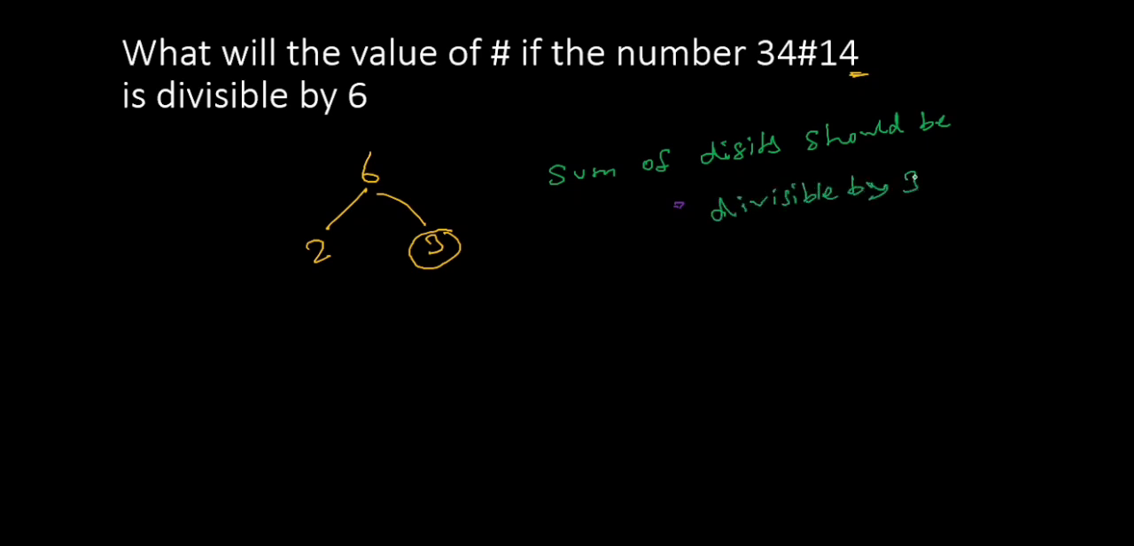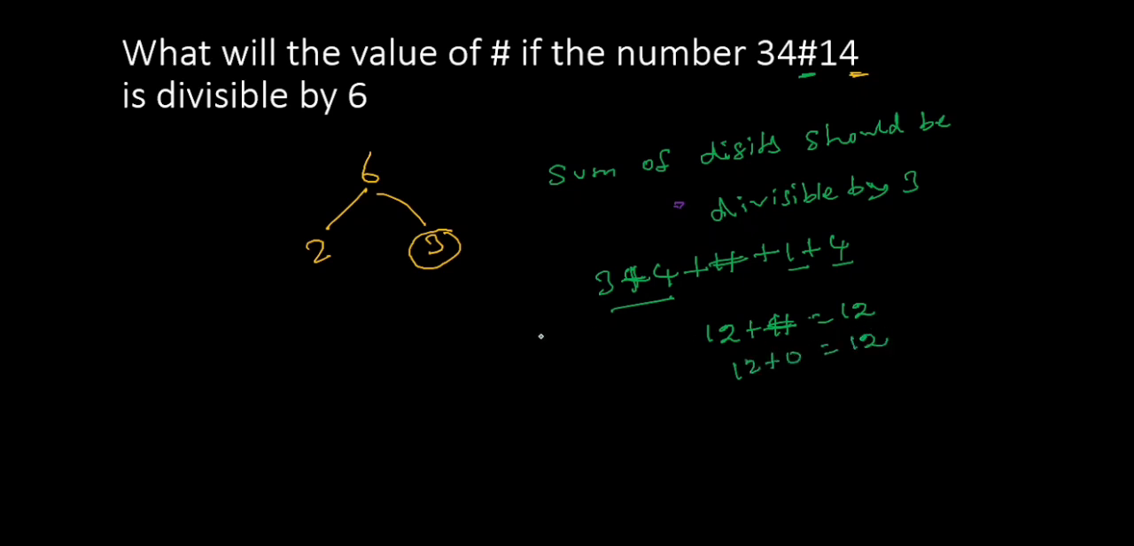So when we sum it up, 3 plus 4 plus hash plus 1 plus 4. Now 3 plus 4 is 7, 7 plus 1 is 8, 8 plus 4 is 12. So 12 plus hash. Now I said the answer should be minimum. When we substitute this hash with 0, then obviously it will be 12. 12 is already divisible by 3. So 12 plus 0 is equal to 12.